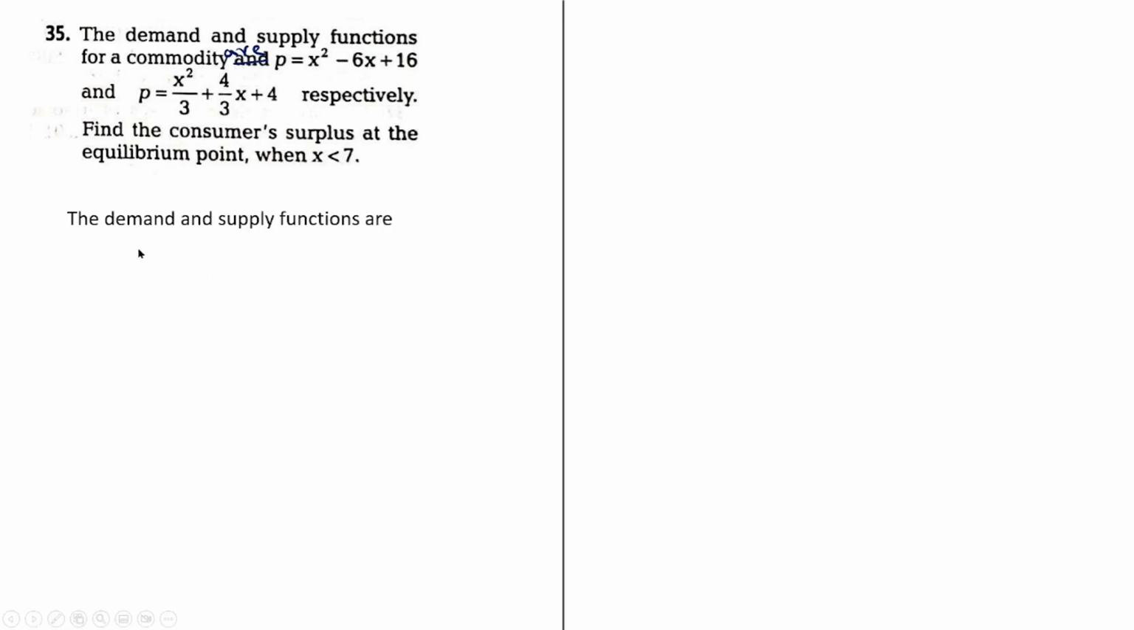So here the demand and supply functions are, the demand function is given as PD equal to x square minus 6x plus 16, and the supply function PS is equal to x square by 3 plus 4 by 3x plus 4. Now at the equilibrium, demand and supply are equal.